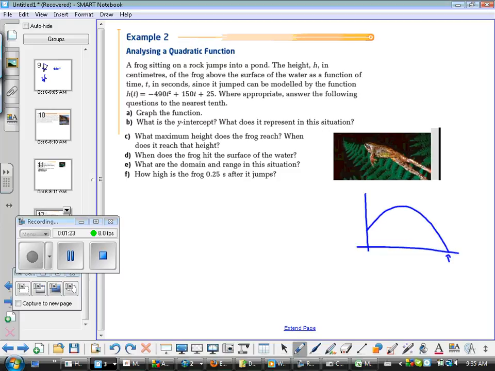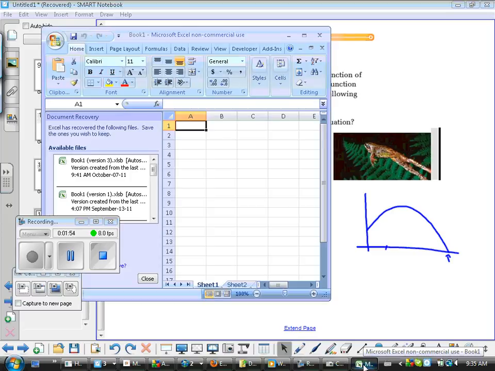All right, so we're going to show it from a time of 0, where it's actually at a height. So it's on a ledge. It's going to jump up and then down into the pond. This just models height. It doesn't actually model the path of it, just the height against the time. Okay, so I'm going to graph it using Excel.